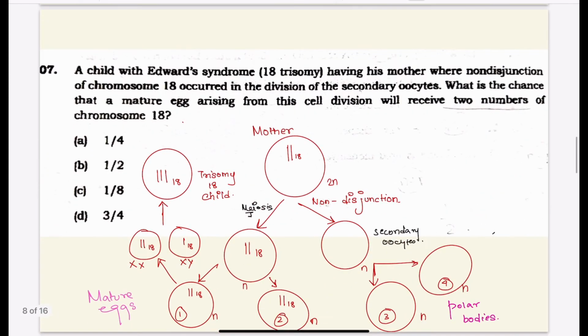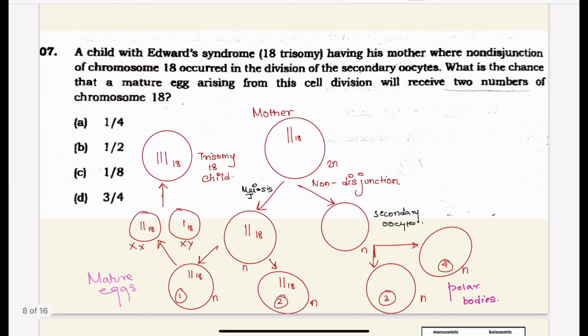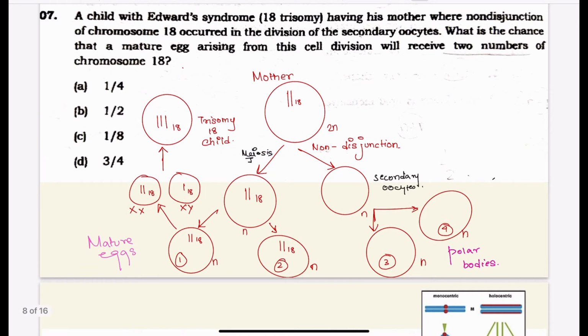Next question: a child with Edwards syndrome, trisomy 18, whose mother had non-disjunction of chromosome 18 occurring in the division of the secondary oocyte. What is the chance that a mature egg arising from this cell division will receive 2 copies of chromosome 18? The options are 1/4, 1/2, 1/8, and 3/4.